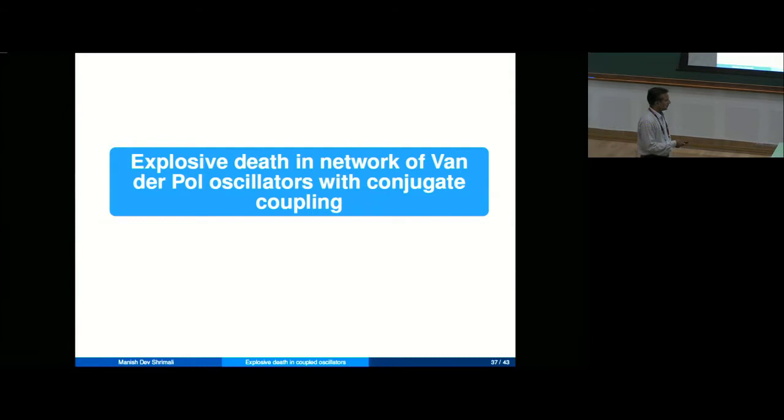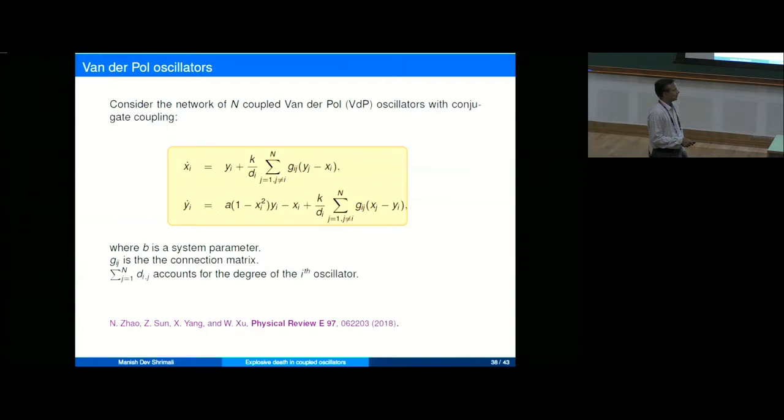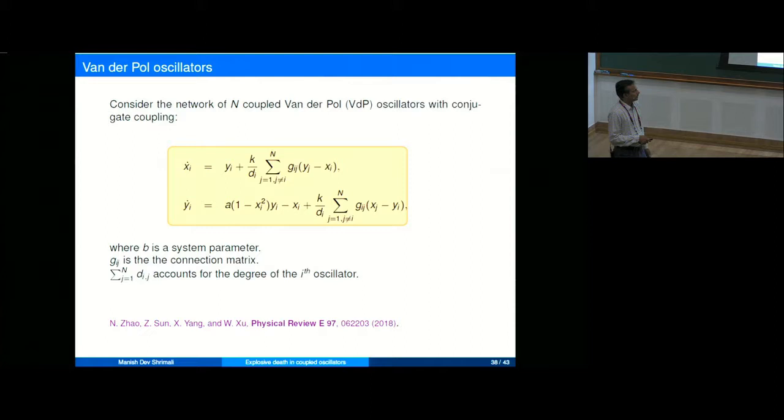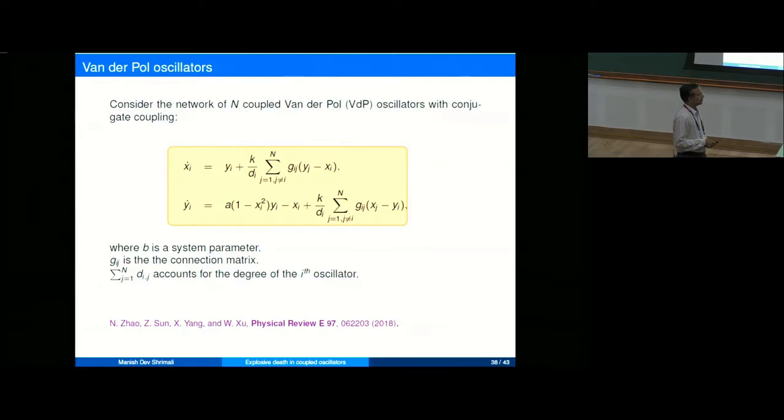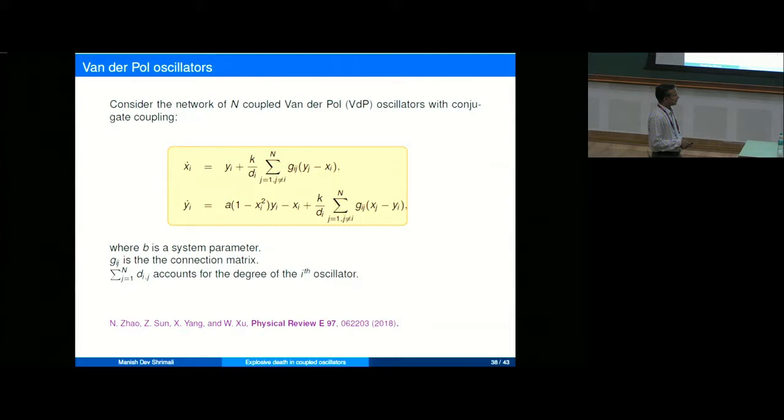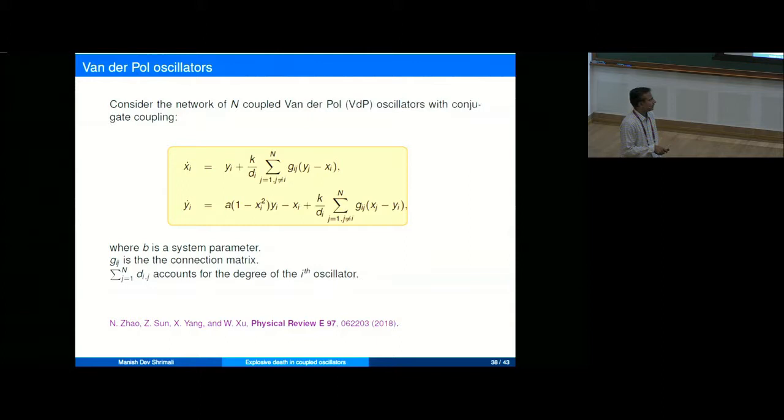So I thought of mentioning this recent work which is published in PRE. What they have done is they have considered the conjugate coupling of van der Pol oscillators. The coupling strength is K, and Dij accounts for the degree of the ith oscillator. So you have a number of oscillators connected to the particular ith oscillator, and Gij gives you the connection matrix.